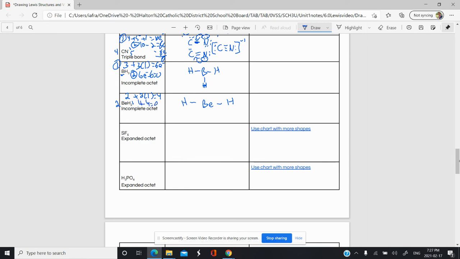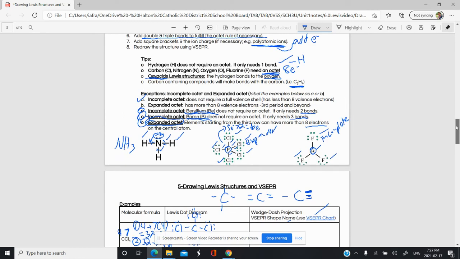And normally you'd think, well, beryllium's not happy. I have to make double bonds. Well, first of all, you can't, because your peripheral atoms don't have lone pairs. And even if they did, you wouldn't want to do that, because beryllium is perfectly happy with just having the 2 bonds or the 4 valence electrons. So 2 bonds, 4 valence electrons is good for beryllium. 3 bonds or 6 valence electrons is good for boron.